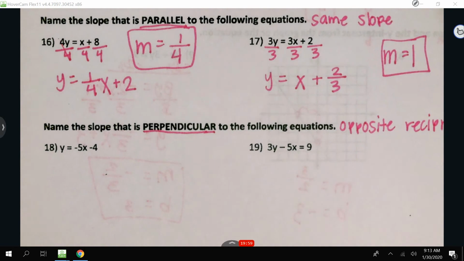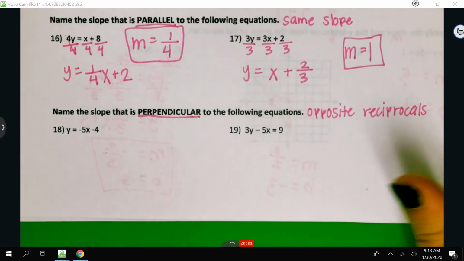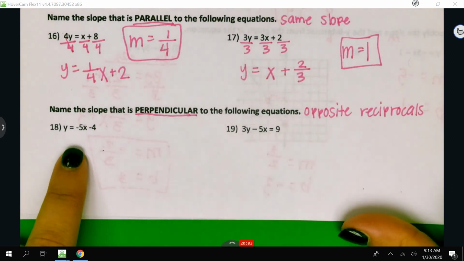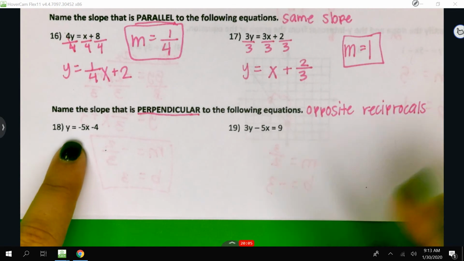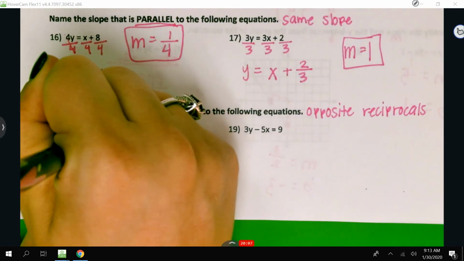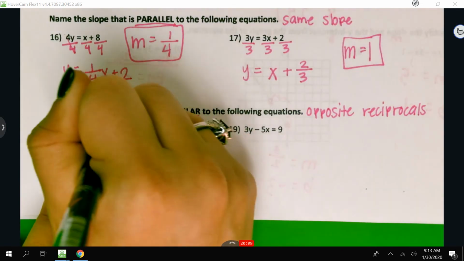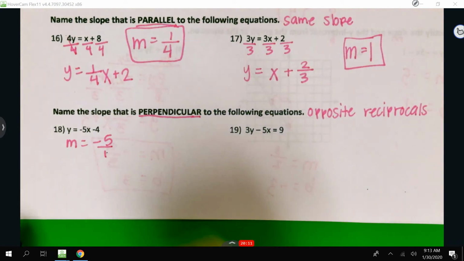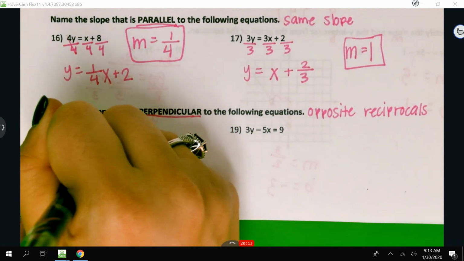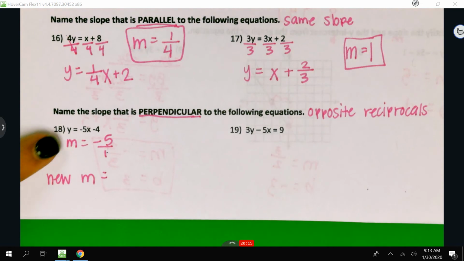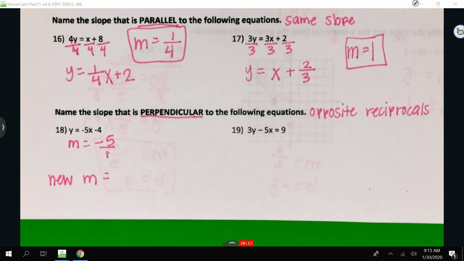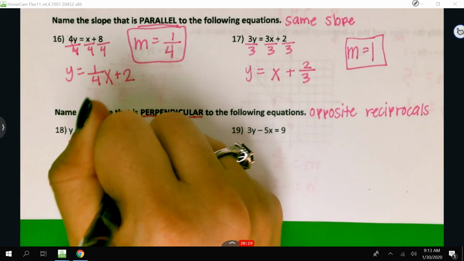Alright. Am I in slope-intercept form? Yes. So what is the slope of this equation? Negative 5, or negative 5 over 1, right? So my new slope that's perpendicular to that would be what? Positive 1/5.